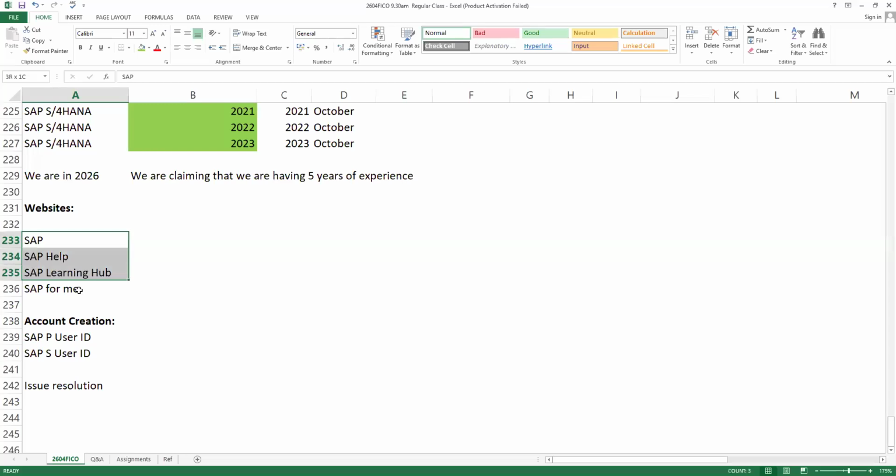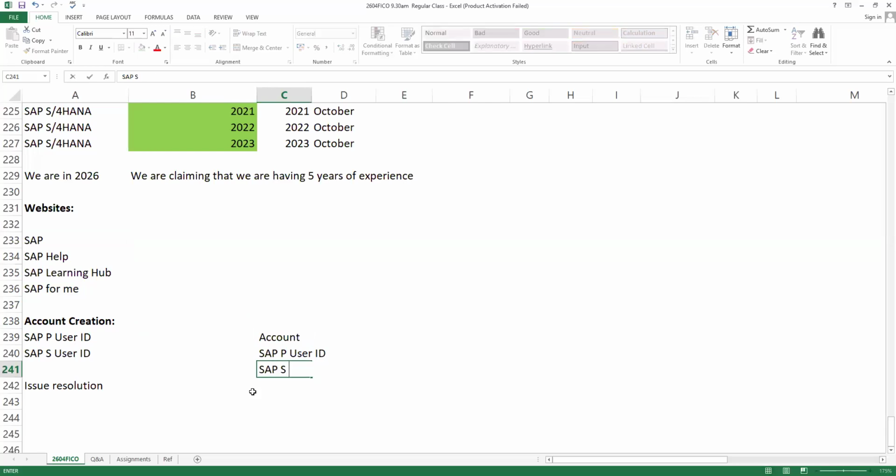Not only this, you will have many SAP portals day in, day out, which you will use as help. Any questions on SAP P user ID, S user ID? See, it will work like this. You will have one account. Under one account you will have an SAP P user ID. Under the same account you will have an SAP S user ID.